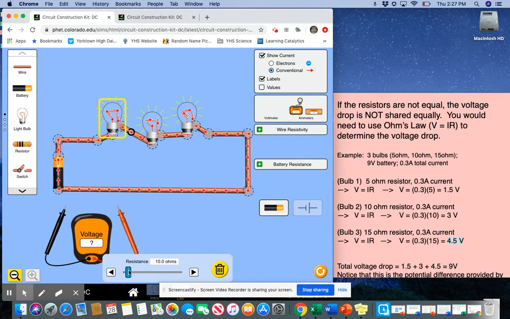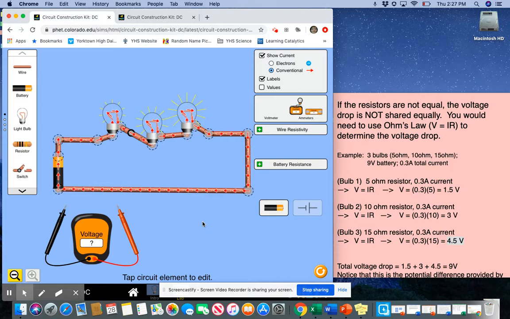So I'm going to make this a resistance of 5 ohms. This one is going to stay at 10, and this one is going to become 15. We'll learn in a future video why I'm choosing those specific numbers. There's a reason. If the resistors are not equal, that means the voltage drop is not shared equally, see in the pink box. You would actually need to use Ohm's law. Yes, you have to do some math to determine the voltage drop across the 3. Now, if you added the voltage drop across each of the 3, it would end up being equal to 9.